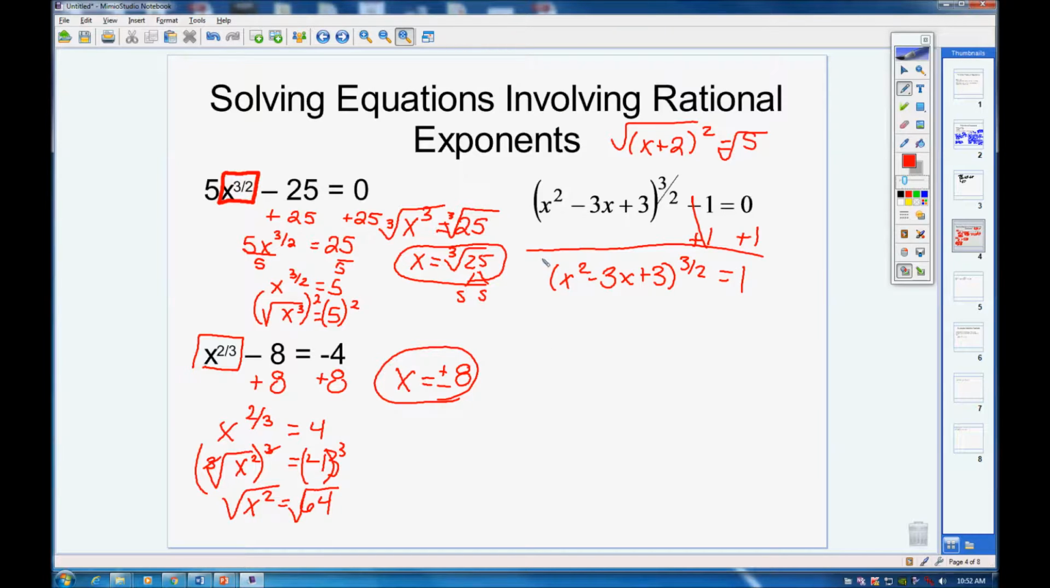I'm going to rewrite this as the square root of x squared minus 3x plus 3 to the 3rd power equals 1. I'm going to start with the root. I'm going to square both sides to get rid of the root. x squared minus 3x plus 3 all to the 3rd power equals 1. Now I'm going to cube root both sides.